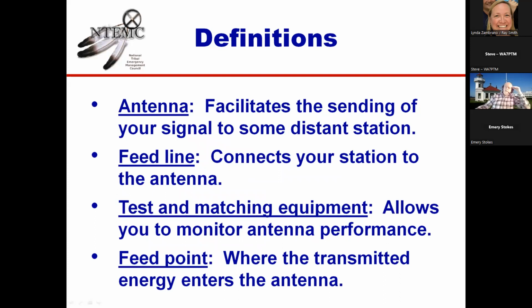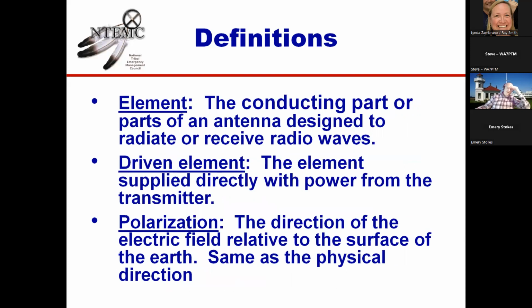A feed line connects your station, your radio, to the antenna. We talk about test and matching equipment. These are pieces of equipment that allow you to monitor antenna performance or adjust antenna performance. The feed point is where the transmitted energy enters the antenna. It's where the feed line connects to the antenna. We'll talk about that. An element is a conducting part or parts, could be more than one, of an antenna, and that's what's designed to radiate or to receive the radio waves.